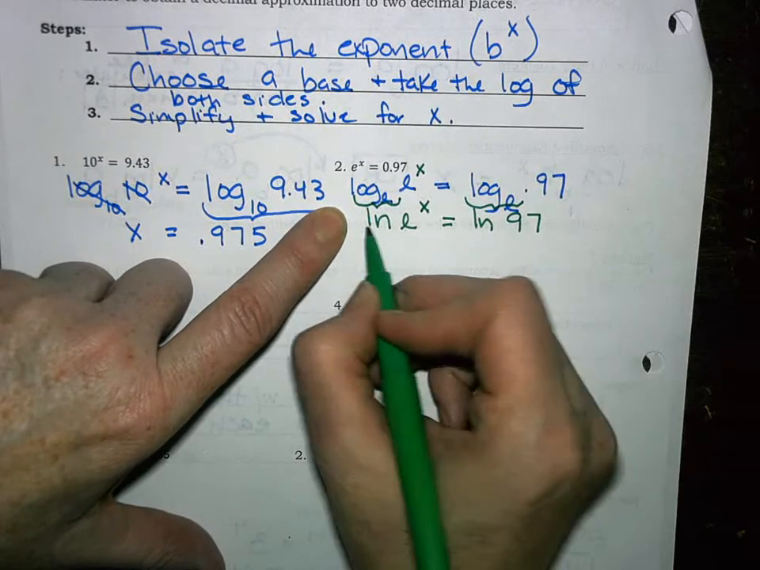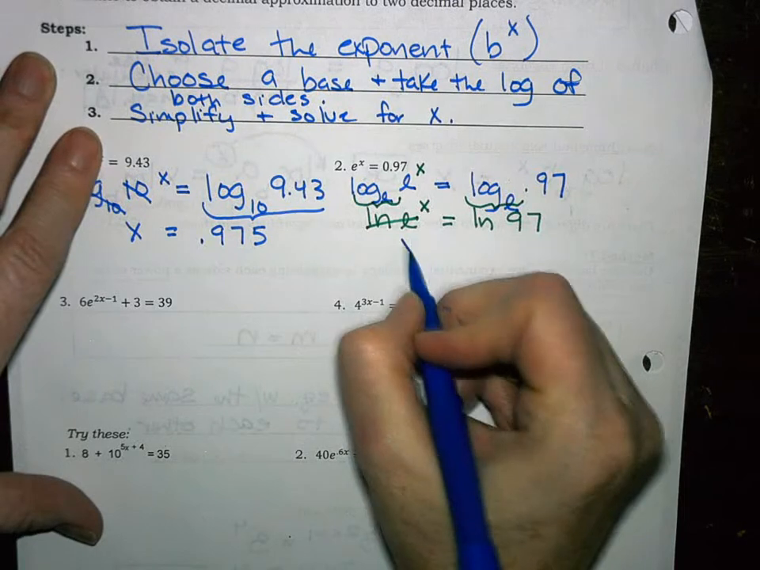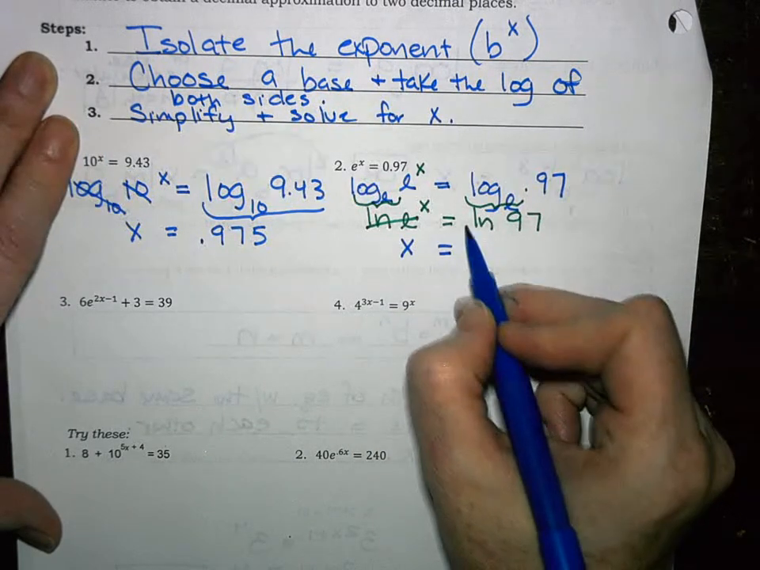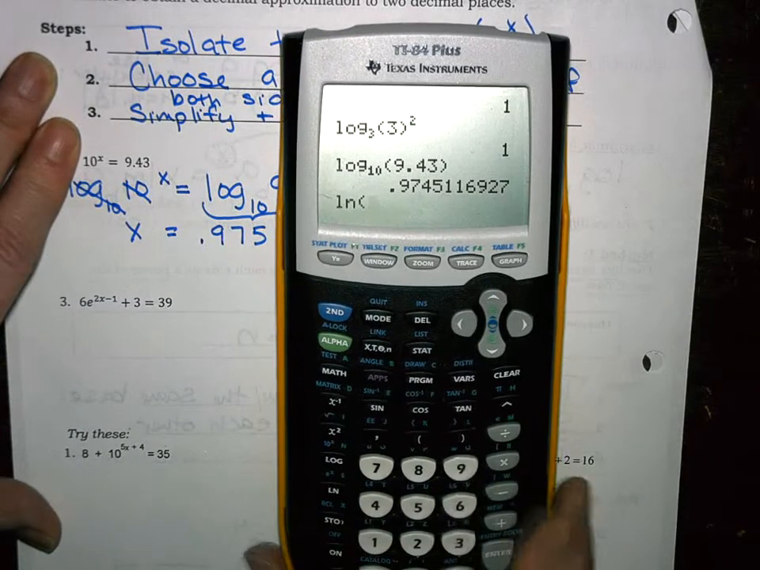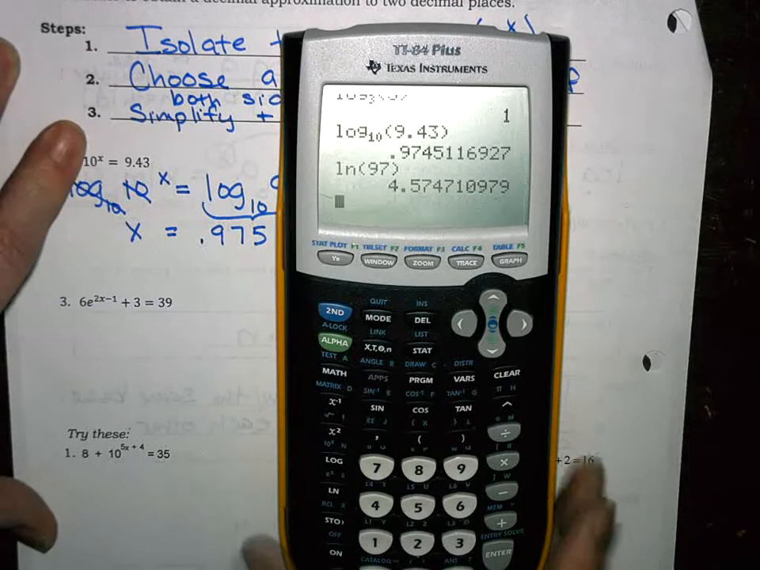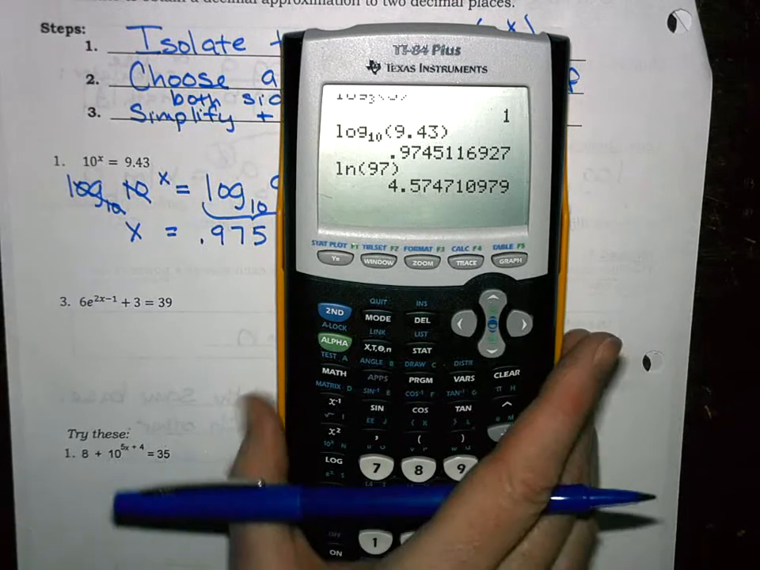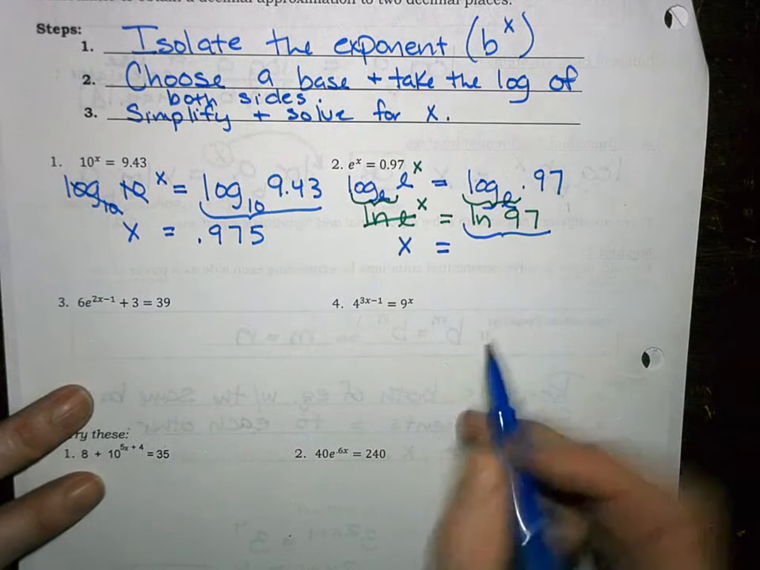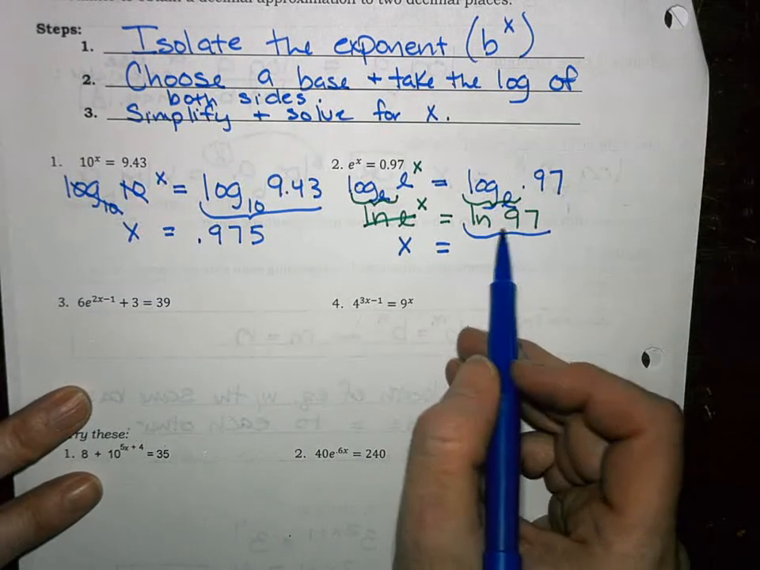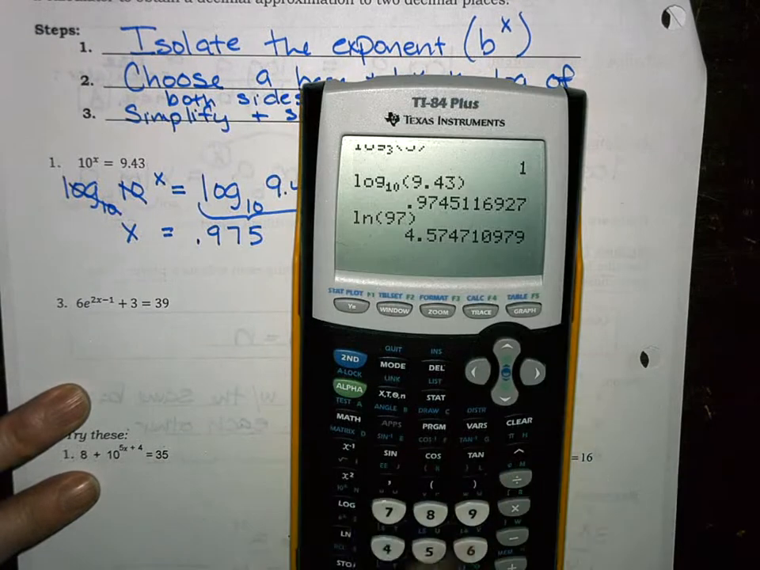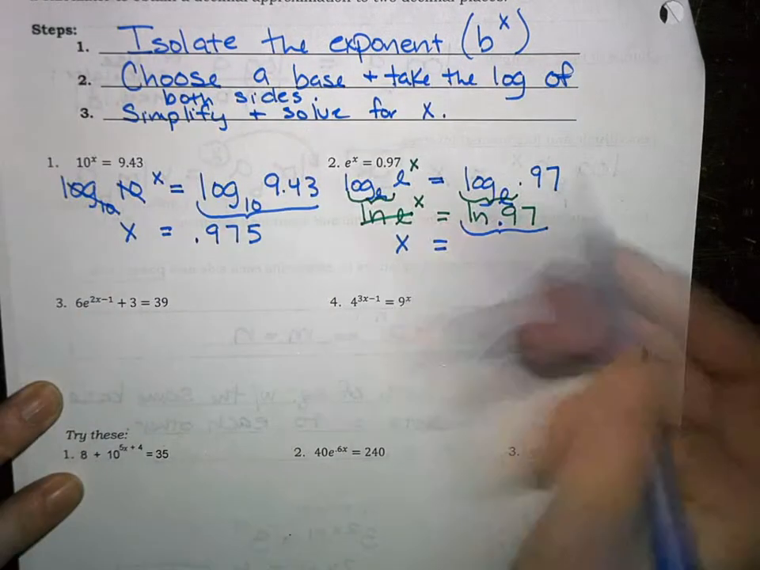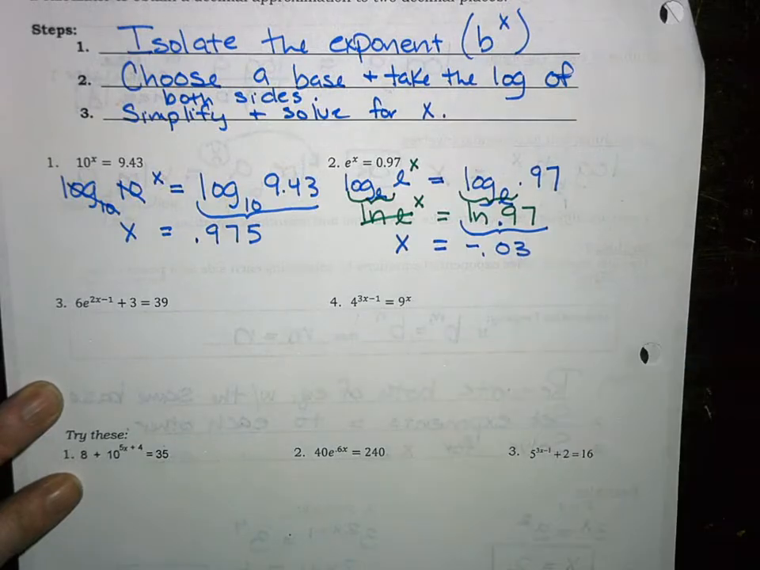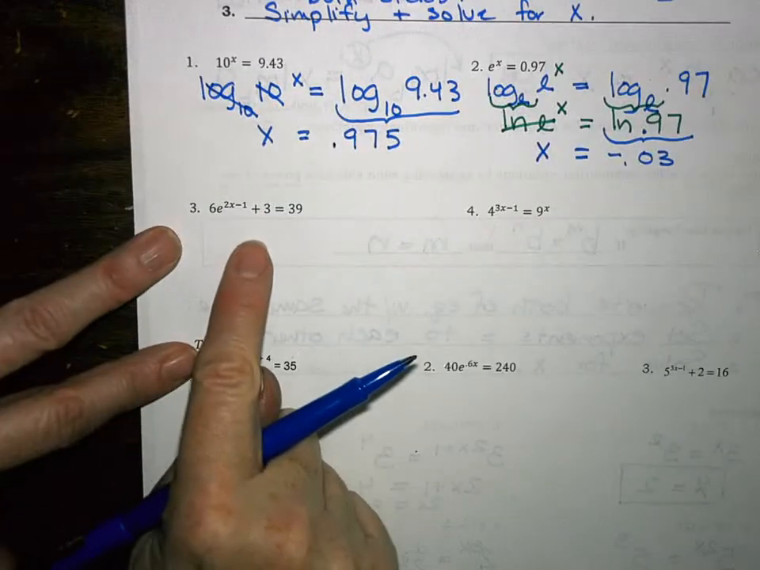I just want you to see why it cancels out to 1. When I take the natural log of e, it cancels out to 1, and I want you to see why. So this just cancels, and I get x is equal to the natural log of 97 on my calculator. So hit the natural log button, 97, enter, and I get 4.574. Okay. I'm sorry, that was 0.97, so let me do that again. I apologize. The natural log of 0.97 is equal to negative 0.03. Sorry, I lost that decimal place.